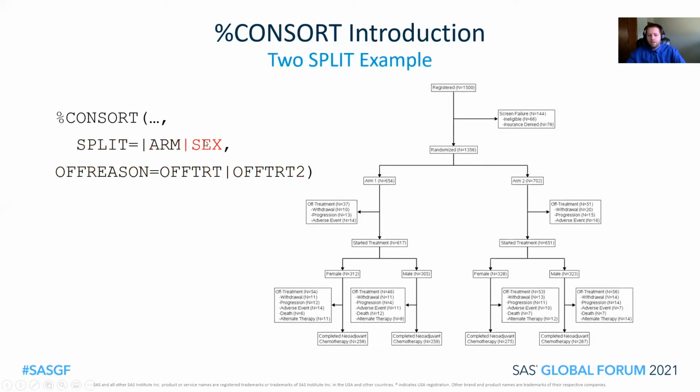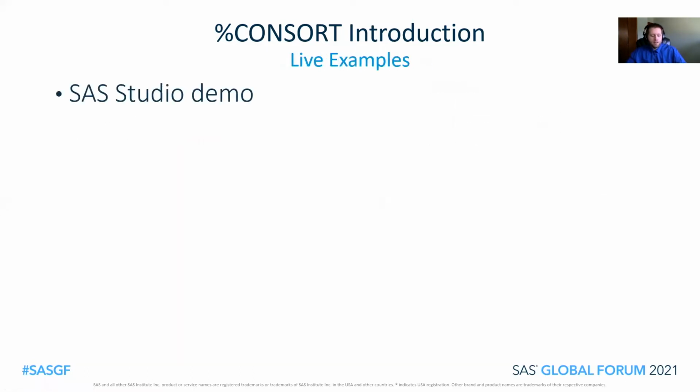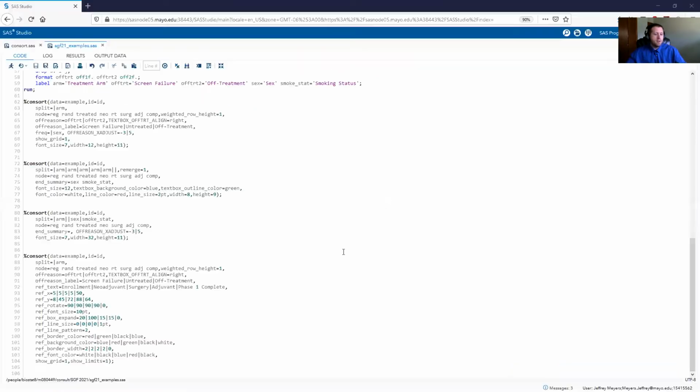And here's an example adding the second one at the 3rd node. So we have a second split variable, sex, here at the 3rd node, which will again split it off. You can do this as many times as you want, as long as you have the space for it. A quick little live demo.